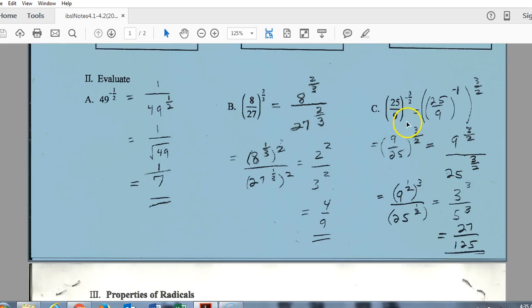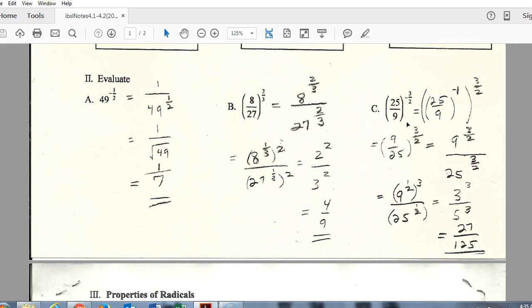So same thing on part C. You've got the negative, which is going to flip the fraction. We know the square root of 25 is 5, and 5 to the 3rd power is 125. You can see down at the bottom, that number is going on the bottom because of the negative exponent. And then same thing with the 9. The square root of 9 is 3. 3 to the 3rd power is 27. That guy's moving up top.